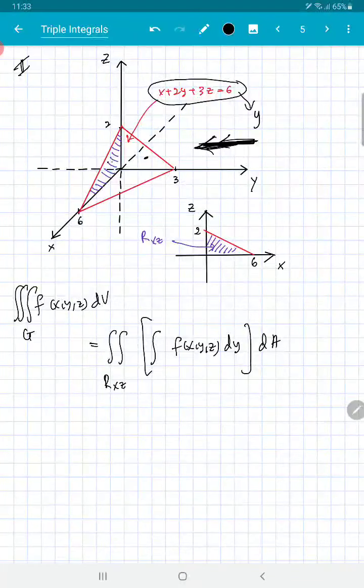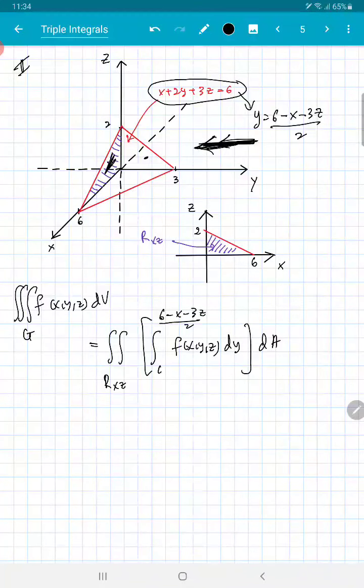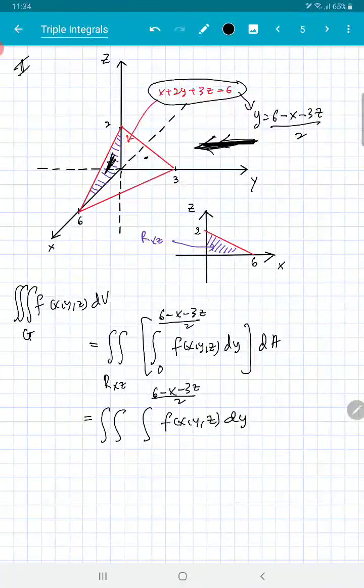So rewriting this, you get y is equal to (6 minus x minus 3z) over 2. So that would be the upper limit for y. So the upper limit for y is (6 minus x minus 3z) over 2. And the left surface would be y equals 0. Okay, so let me rewrite that. So we have f(x,y,z) dy first. Upper limit is (6 minus x minus 3z) over 2. Lower limit is 0. And now we need to figure out our dA.